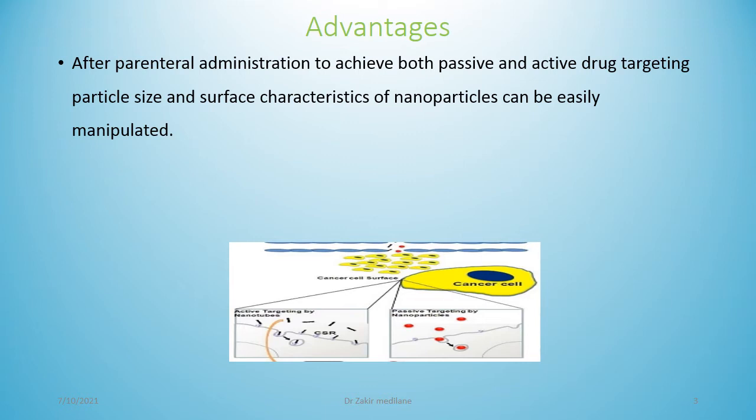You can see a red color area, it is a circle mark. In this area, the drug has been penetrated with the help of the EPR effect, the enhanced permeability and retention effect phenomena. It was first described by the scientist whose name I told. So this is about the passive targeting.